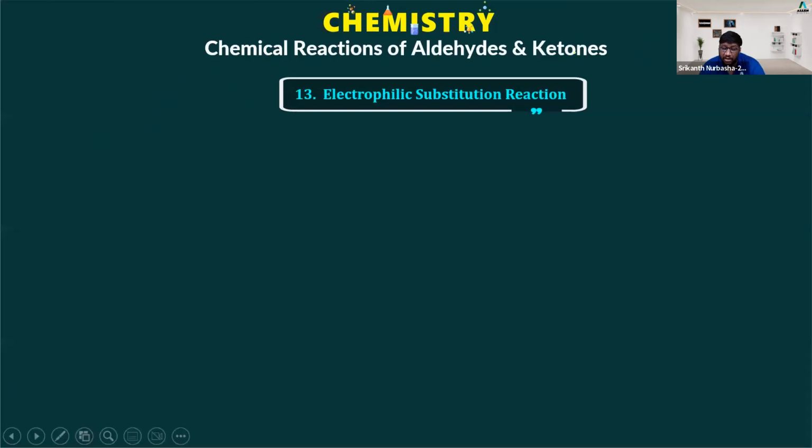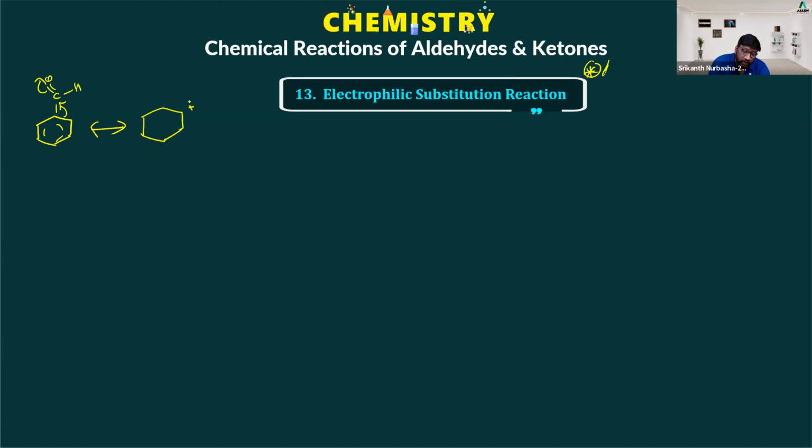The next type of chemical reactions of aldehydes and ketones is electrophilic substitution. Take benzene connected with C double bond O and H, the CHO group, benzaldehyde. Is CHO an electron withdrawing or electron donating group, students? The C double bond O pi electron density is in resonance with the pi electron density of benzene. It is an electron withdrawing group. Thereby electrons are moving away from the ring.